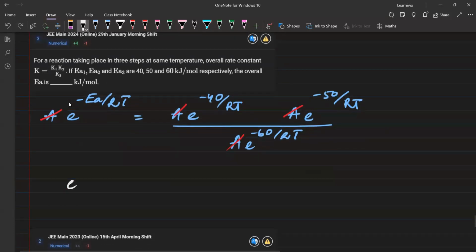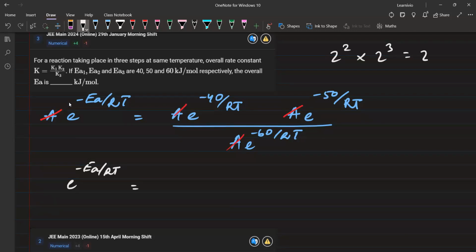Now we have here e to the power minus EA upon RT, which will be equal to, here we have, there are 2E, right? Bases are same, and here we have only 1E. So when the bases are same, for example, 2 to the power 2 into 2 to the power 3, this is equal to 2 to the power 3 plus 2, which will be equal to how much? 5. Make sense?